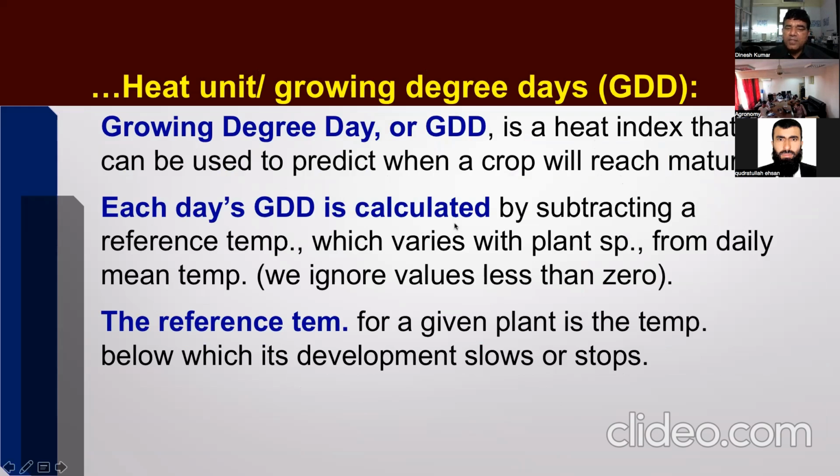Each day's growing degree day is calculated by subtracting a reference temperature, which varies with plant species, from the daily mean temperature. We ignore values less than 0. I will show you, don't worry, on the next slide how to calculate it. The reference temperature or base temperature for a given plant is the temperature below which its development stops or slows or ceases. It means the lowest temperature at which a plant is alive and having some activities. That is your base temperature.